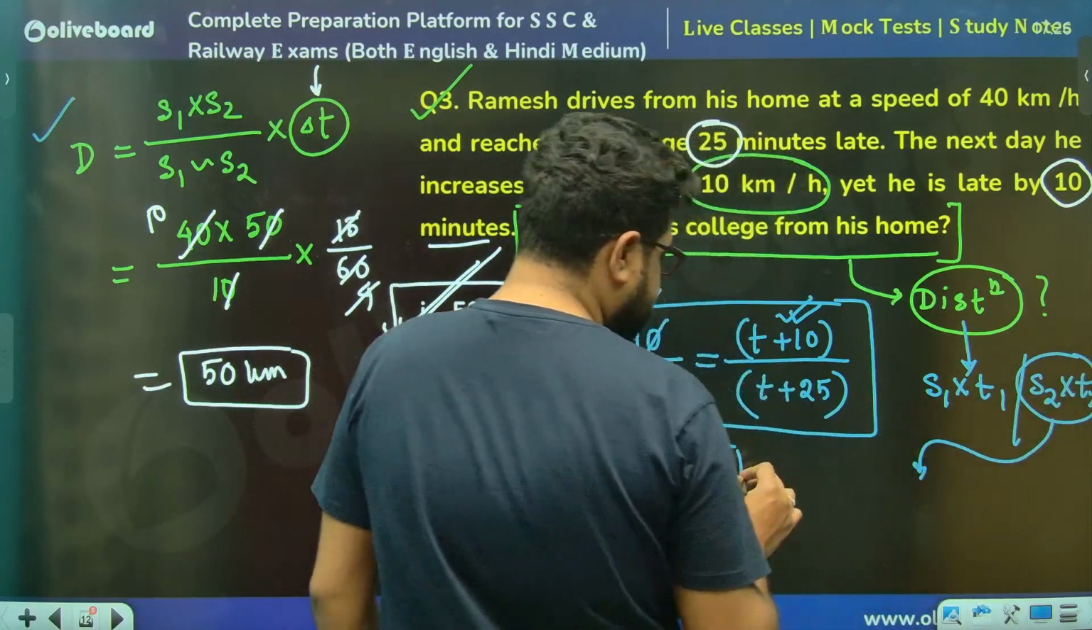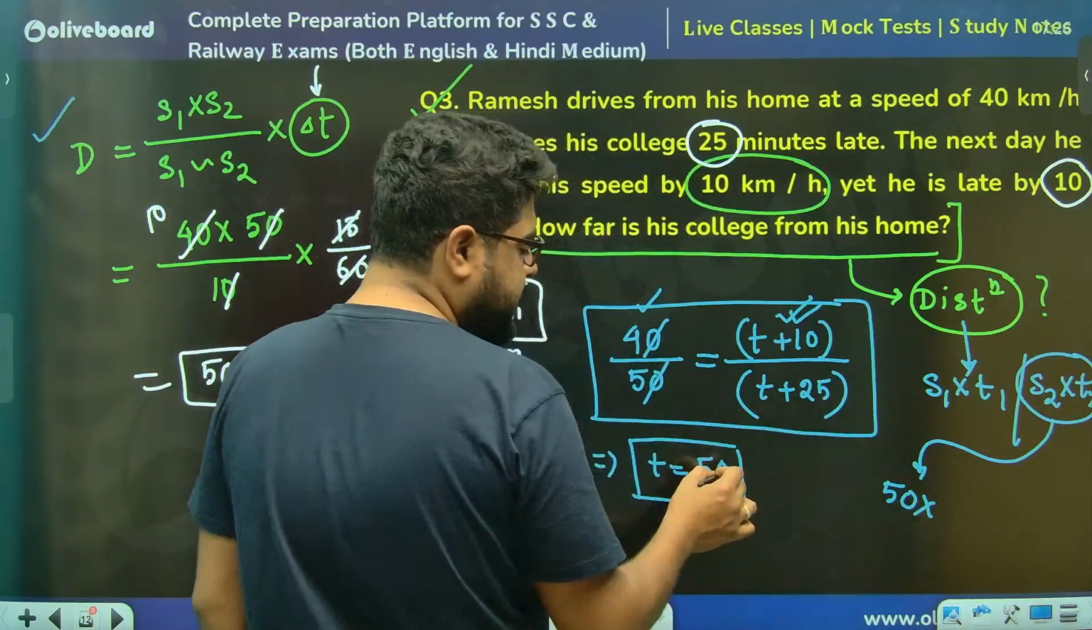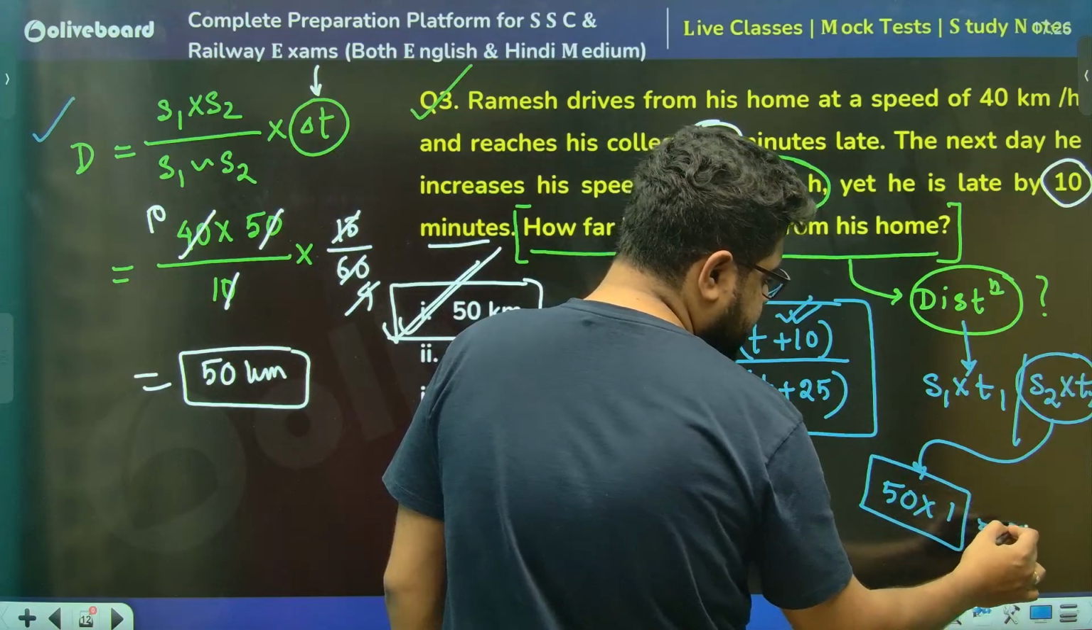S2 is what, sir? S2 I don't know. Achha, S2 is given, sorry, 50. 50 into T2 is how much, sir? 50 plus 10, that is 60, meaning 1 hour. So this is the distance.